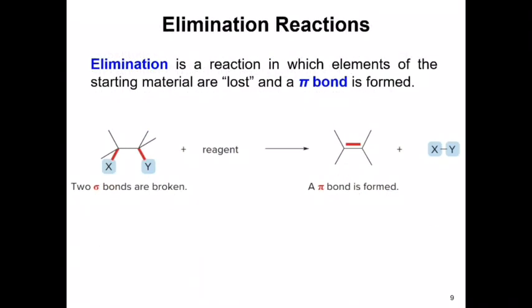The second type of organic chemical reaction is the elimination reaction. An elimination reaction is a reaction in which elements or atoms of the starting material are lost and a pi bond is formed as a result. So here's an example. We have this compound right here containing X and Y, and X and Y can be a hydrogen or a heteroatom. And then when you react this via elimination reaction, then the X and Y atoms will be lost. They will be eliminated, and a pi bond is formed as a result. So the two atoms are usually bonded to two adjacent carbon atoms.